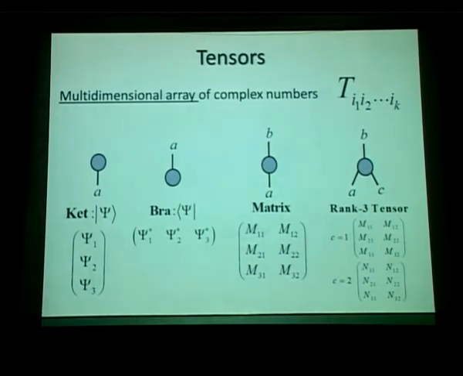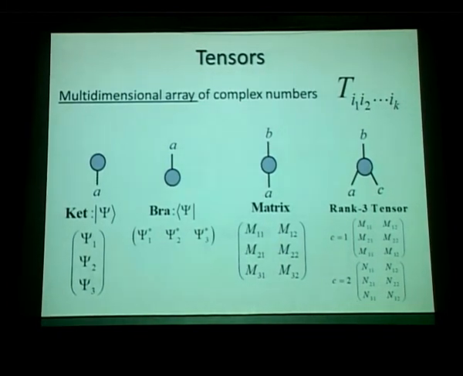And I'm going to graphically represent an object like this, a tensor, by means of a shape. Now it could be a circle, a square, or some irregular blob, and some lines coming out of it. And each one of these lines is going to correspond to an index of the tensor. So let me give you some examples.